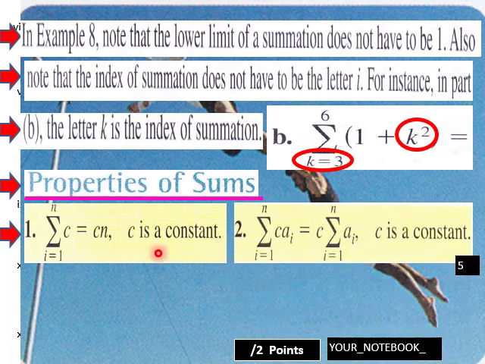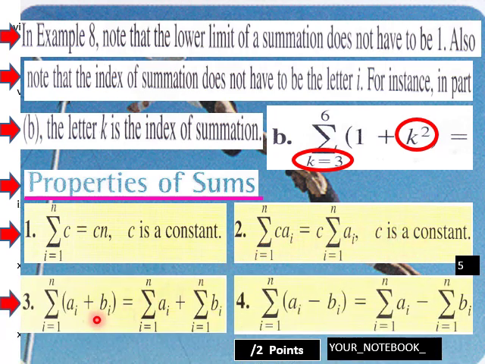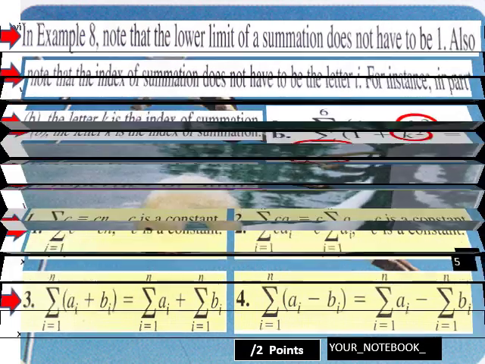Properties of sums. So here's our summation. The summation of c equals cn, where c is a constant. And second, we have the upper limit, lower limit, and c times a sub i, and then we can pull our c out here. That's almost like a calculus move. c is a constant. And then for the third, we have upper limit, lower limit, and then here's our i, and you can do this property here and this property here for this one.